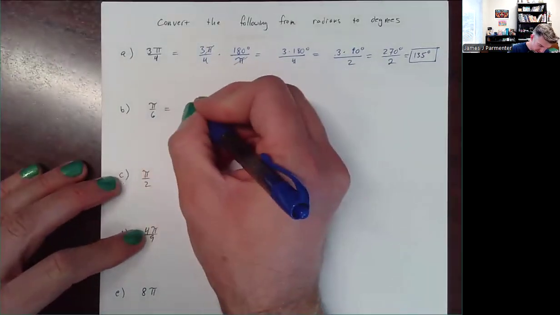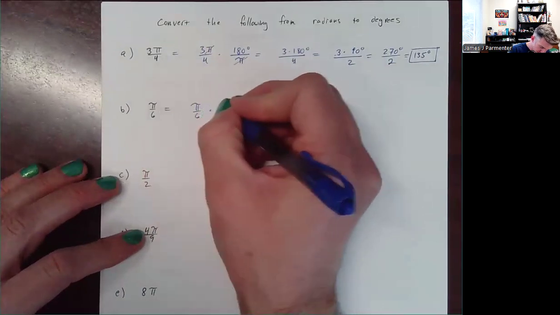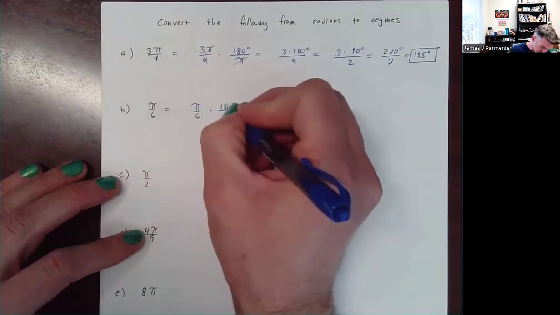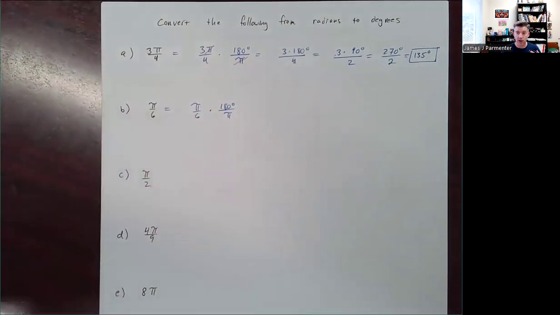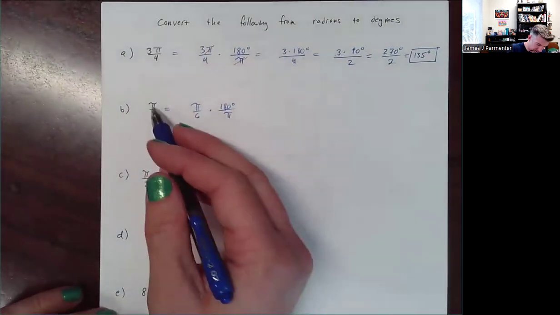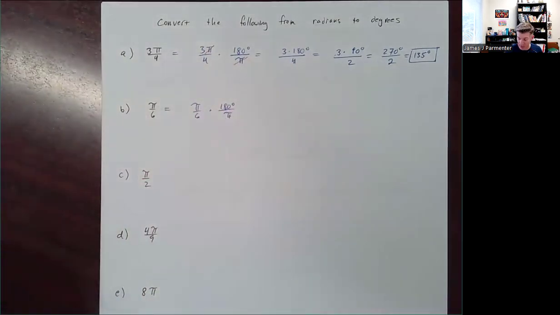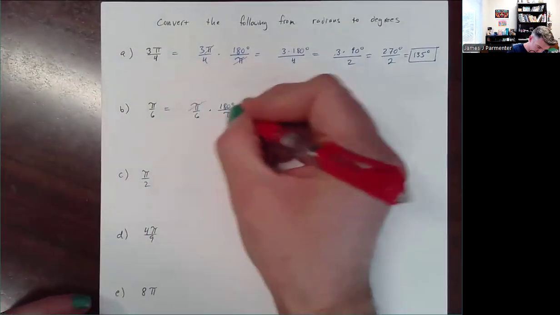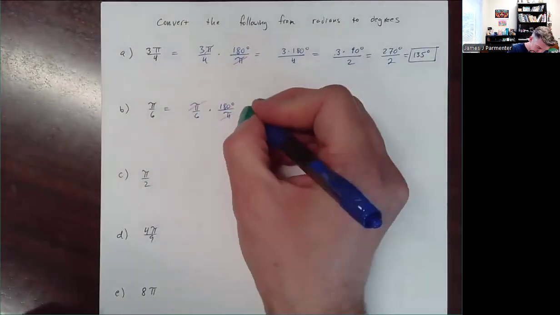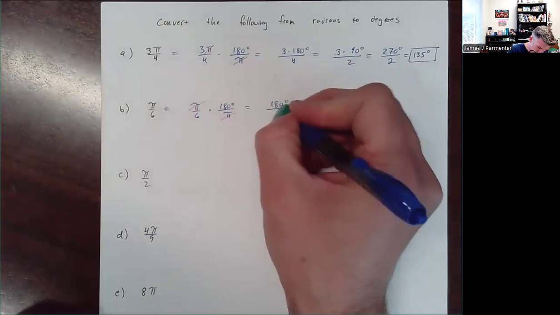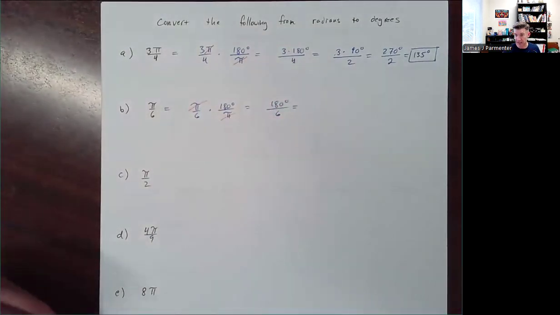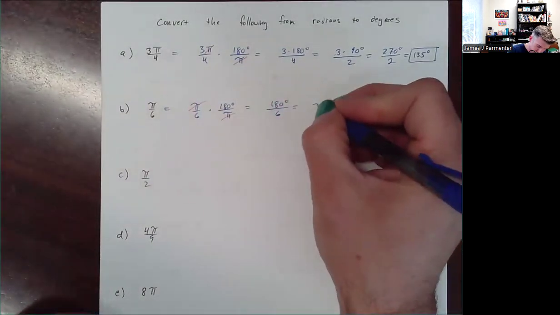Same deal here. Pi over 6, we're going to multiply by 180 degrees over pi. When you're changing an angle measure in radians to degrees, and your original angle has a pi in it, which most of them will, but they don't have to, then when you multiply by 180 degrees divided by pi, the first thing that's going to happen is the pi will cancel. So we're going to get 180 degrees divided by 6. And 180 divided by 6 is 30, because 18 divided by 6 is 3. So you get 30 degrees.